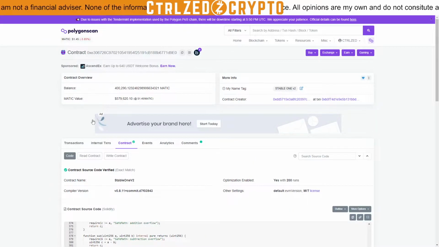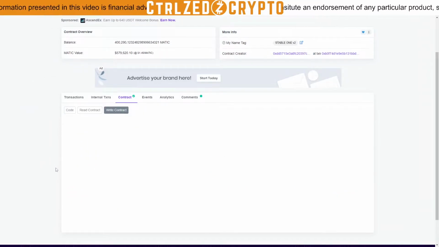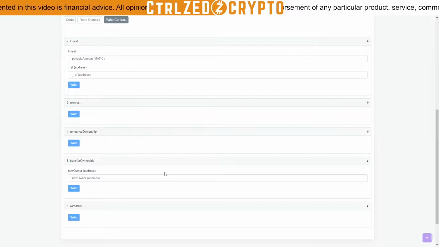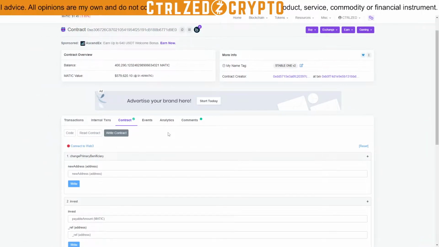You can go to the smart contract here, go to Polygon Scan, click on the contract, go to write contract. You can make your deposits. You can make all of your transactions directly into the contract. There's no dependency at all on the devs. There's no dependency at all on making sure that you understand who you're dealing with, who they are, and whether you trust them or not.